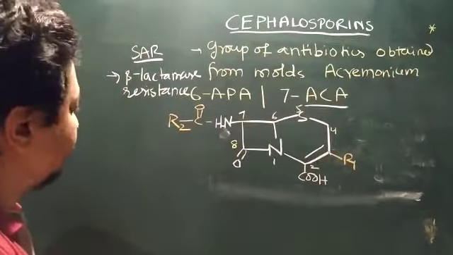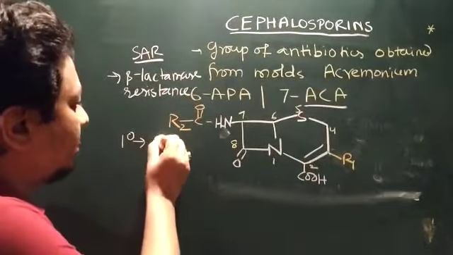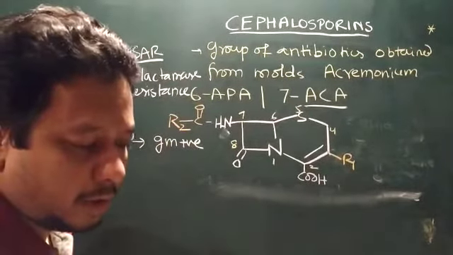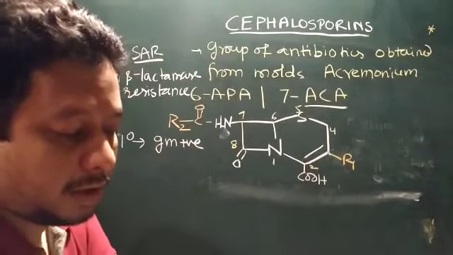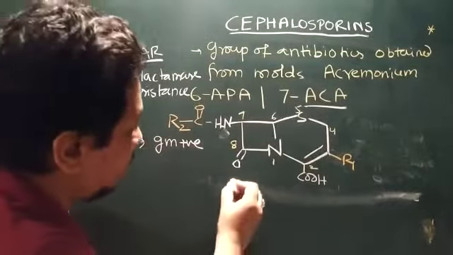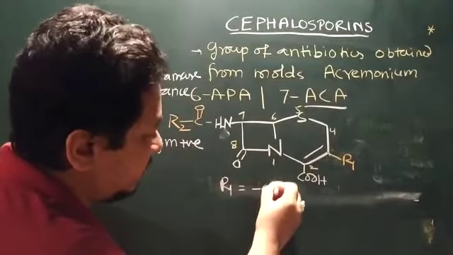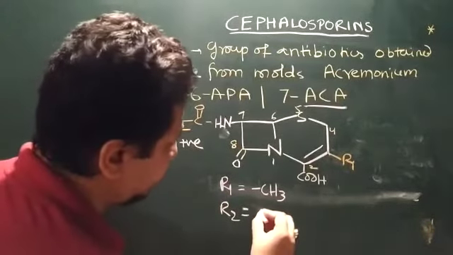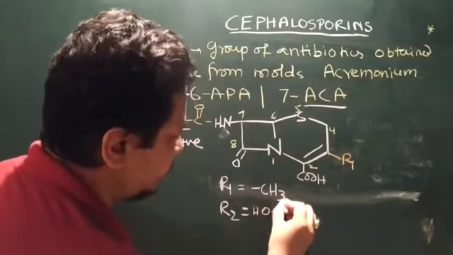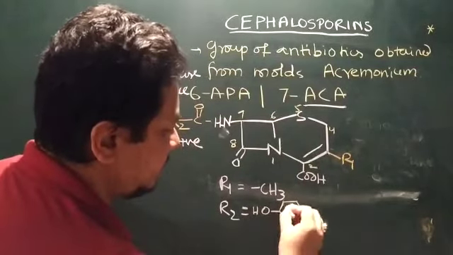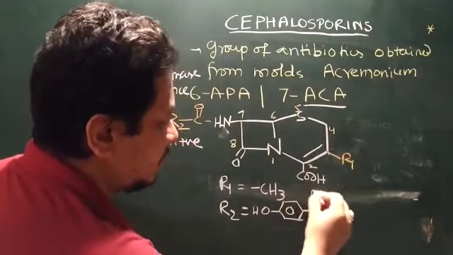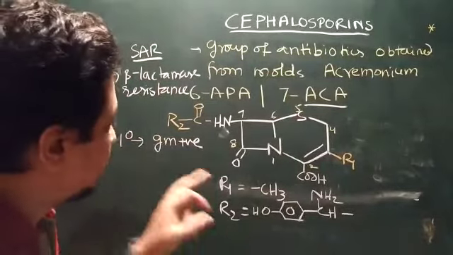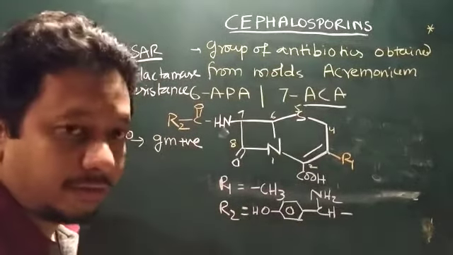Now the first generation of cephalosporins are more gram-positive active and more resistant to beta-lactamase. So what are the examples? If you consider R1 equal to CH3, and R2 equal to a hydroxy group with benzene with an alpha amine group, now if you see, this is the same side chain of amoxicillin.